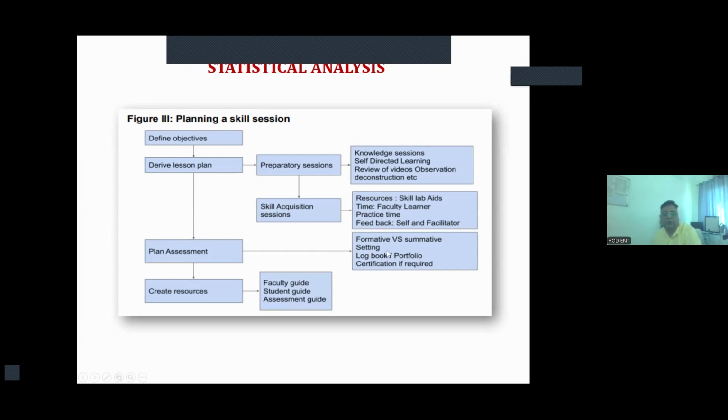final summative assessment. In this, there is no provision of formative assessment during the preparatory and skill acquisition section, which I had introduced.